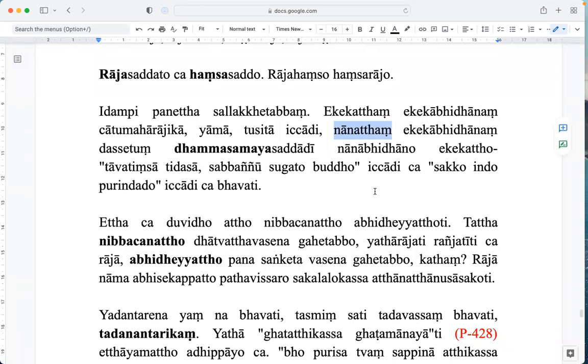You got the sense? So Seattle, it refers to the king. Maybe sometimes we refer to the king, sometimes we may refer to the bhumi. Is it in that sense? You say king?